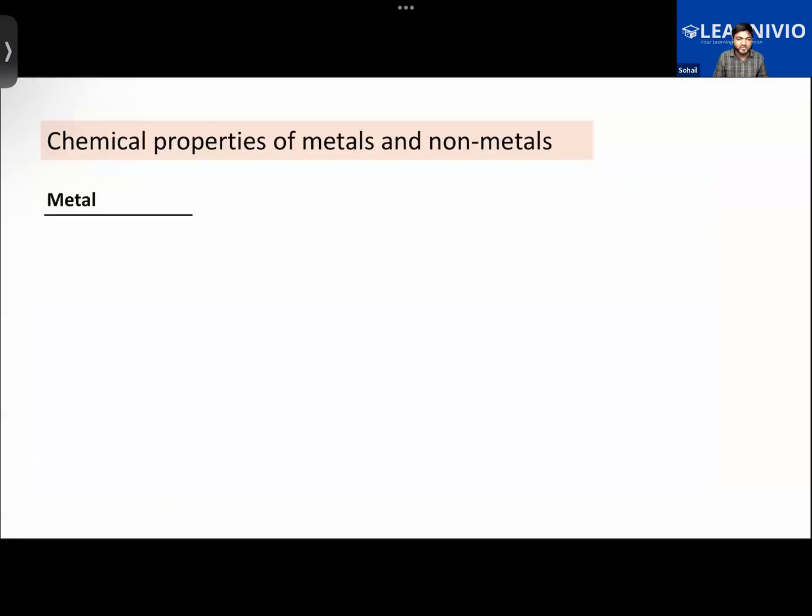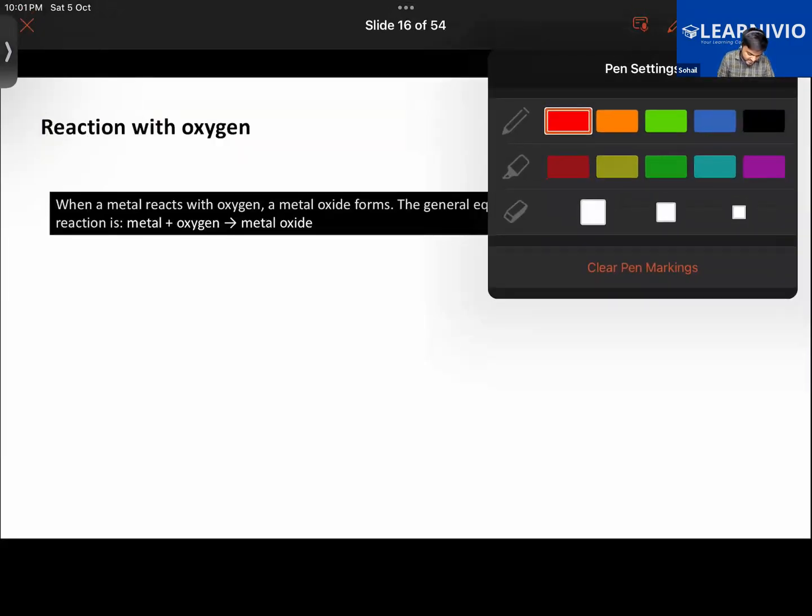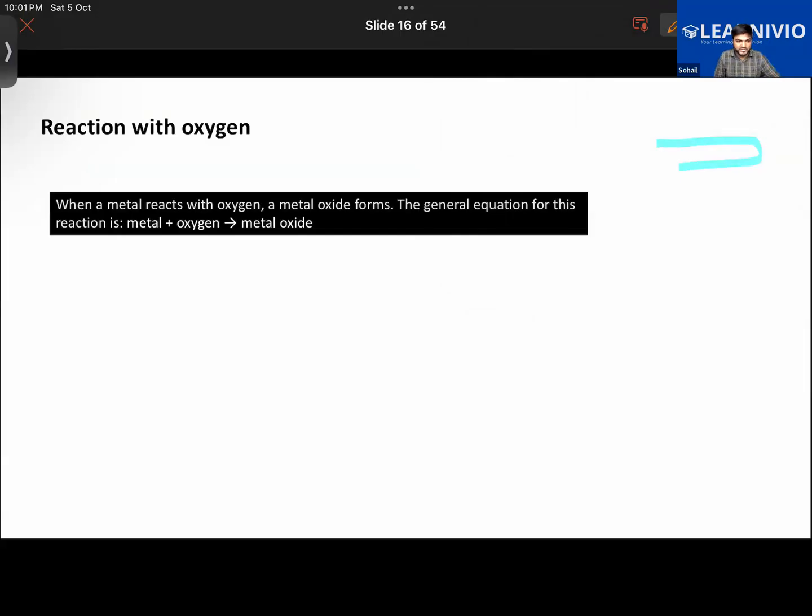Talking about the chemical properties of the metals and non-metals. Talking about the metals first of all, we'll be learning about how the metals react with oxygen, how they react with water and acid, etc. Getting it now? So this is what we are going to learn in the reaction. So say we have some metal, and if you react it with oxygen, metals upon reaction with oxygen will give a metal oxide.